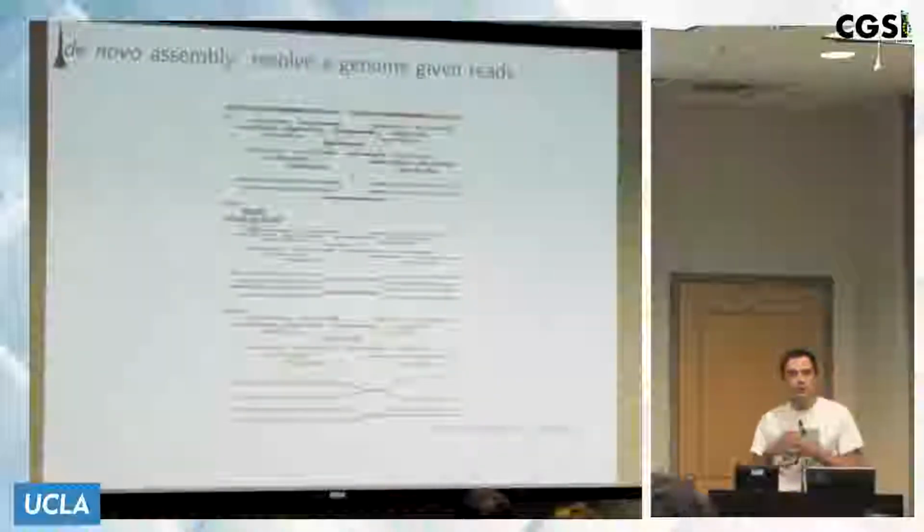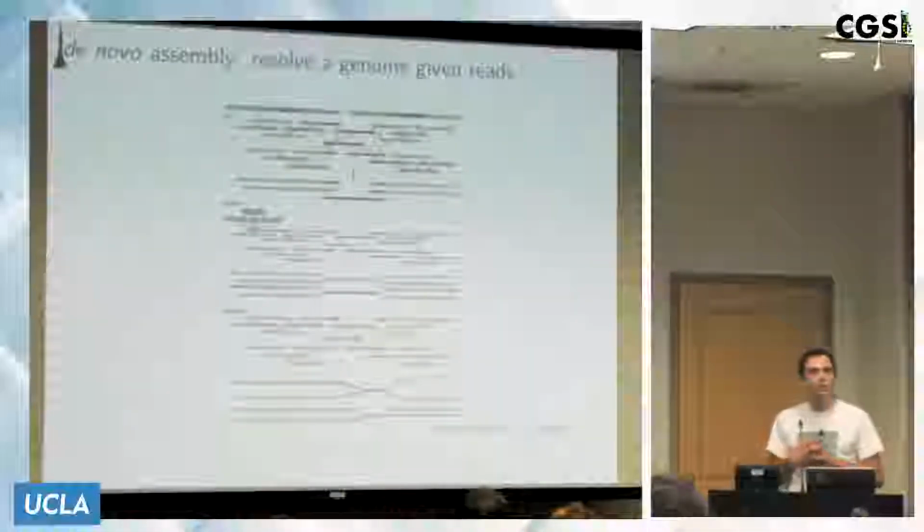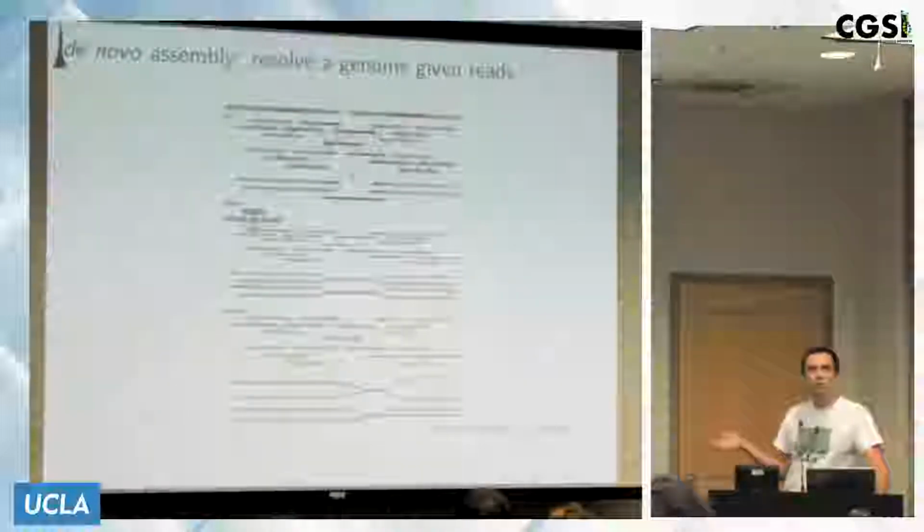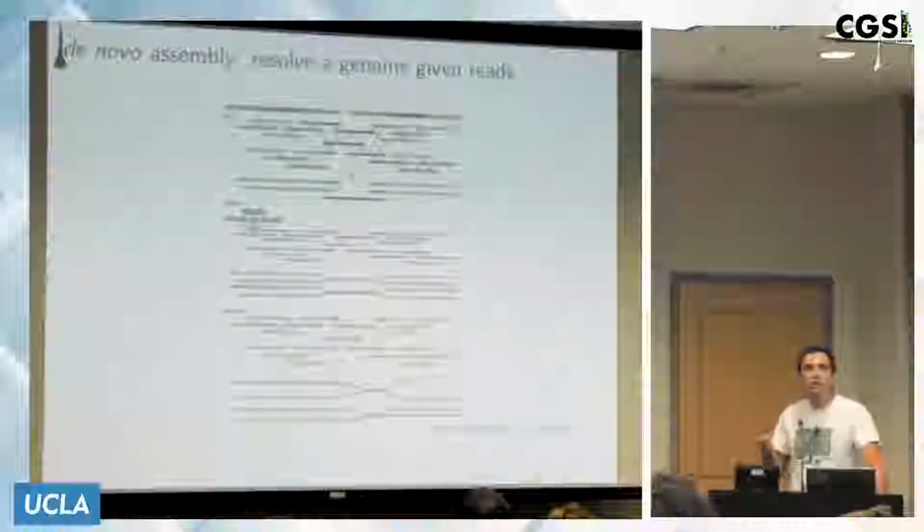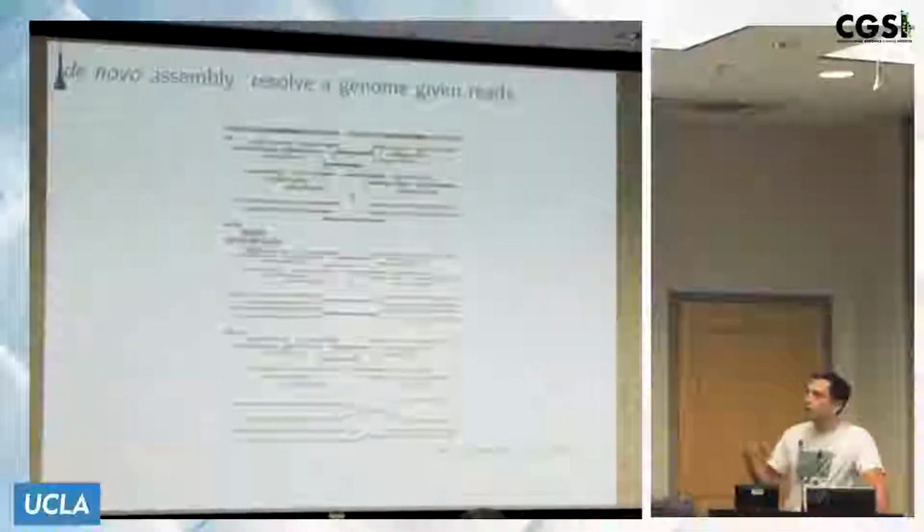Mike Schatz gave a great review on de novo assembly last week. So the whole goal is to take a set of reads that have been sampled from this shredded genome and try and reconstruct the genome.